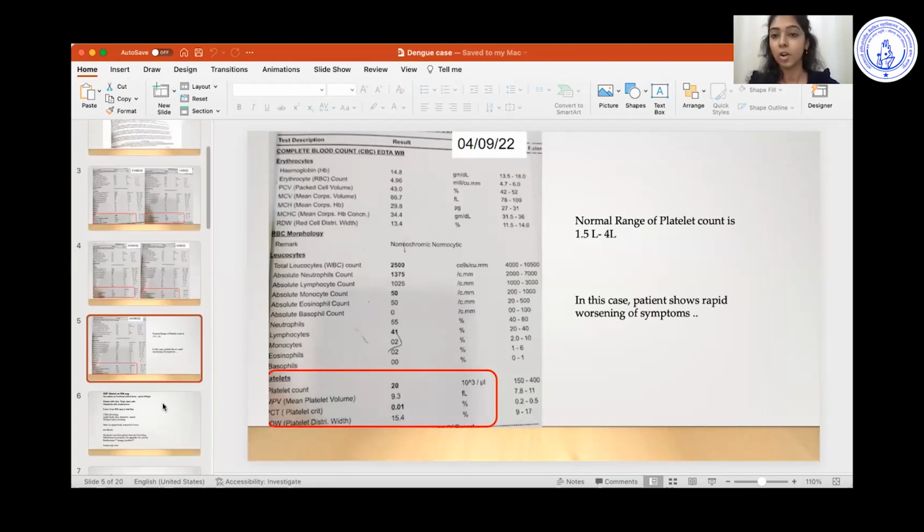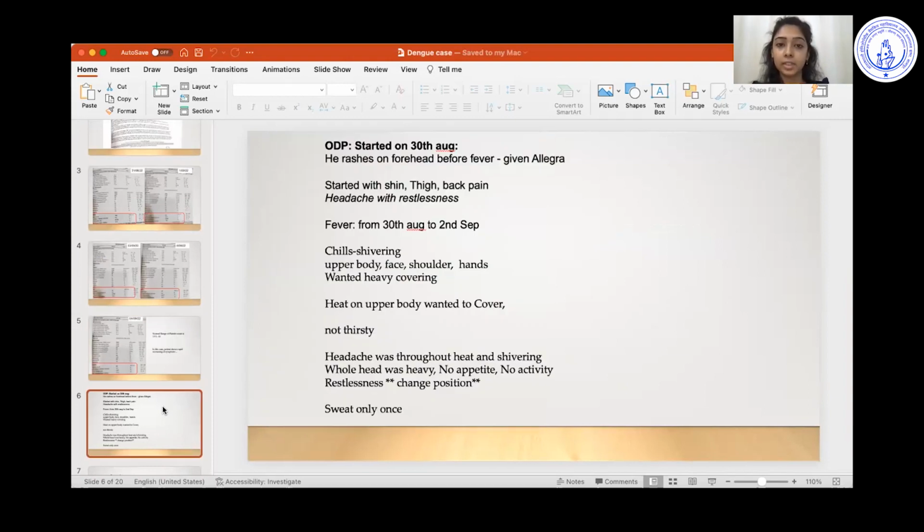We know that the normal range of platelet count is 1.5 lakh to 4 lakhs, and in this case, his platelet count was 20,000. On the same day evening, we got a call from the patient and his attendants about his situation. At that point of time, he was feeling very lethargic, with vertigo kind of episodes and blackout episodes. His BP was low.